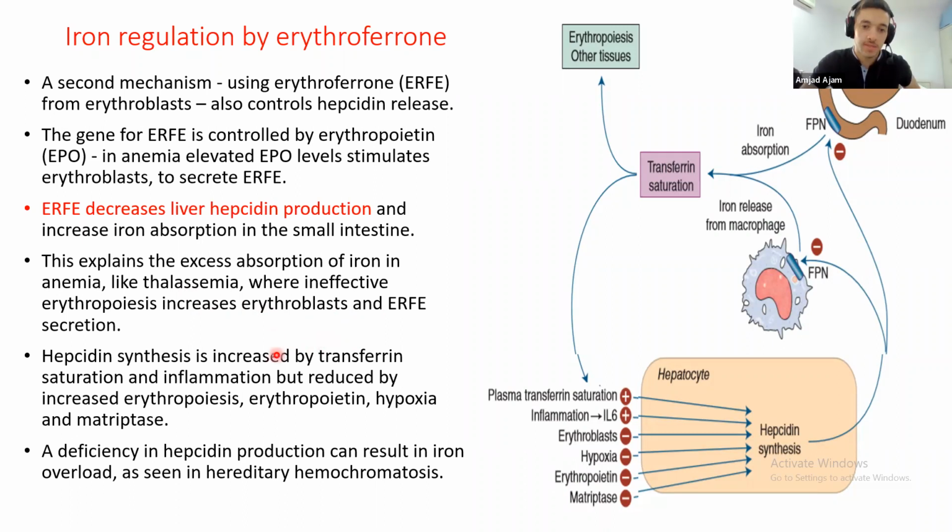And the hepcidin synthesis is increased by transferrin saturation and inflammation. We said the transferrin saturation and inflammation will increase the synthesis of hepcidin, and it will be reduced by increased erythropoiesis, erythropoietin, and hypoxia. Deficiency in hepcidin production can result in iron overload. Okay, so when you have a very low hepcidin, you may develop an iron overload, in which you have an excess or accumulation of iron, like in hemochromatosis. We will talk about it at the end. So is this clear? The regulation of hepcidin and the role of erythroferrone.